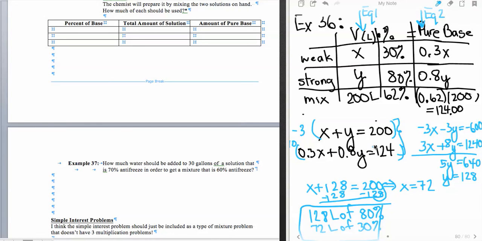Now let me put this in just a little bit of perspective for what this means. Basically, what we're doing here is we're taking a bunch of the strong stuff and then we're dumping some of the weak stuff in to dilute it. And we're diluting it so that we will get this 62%.